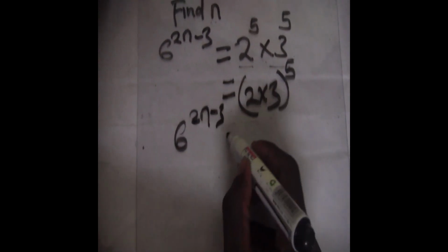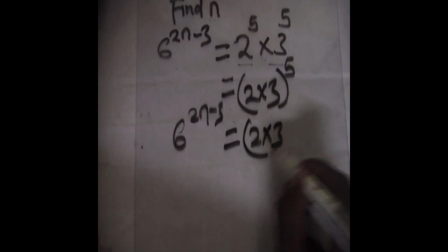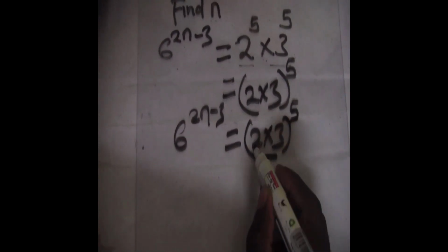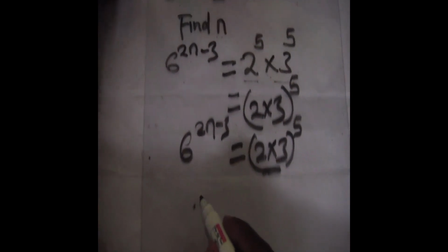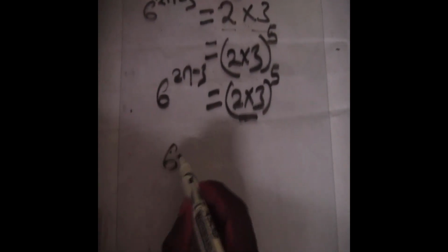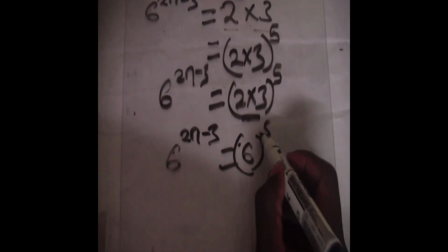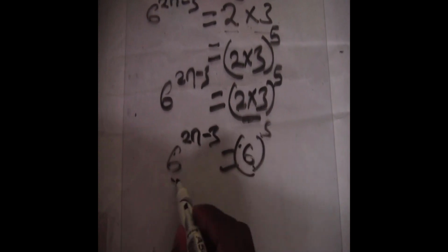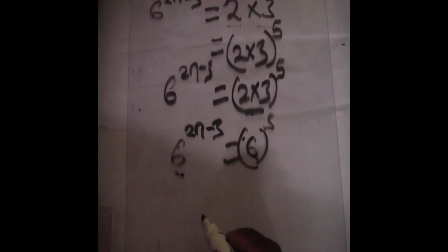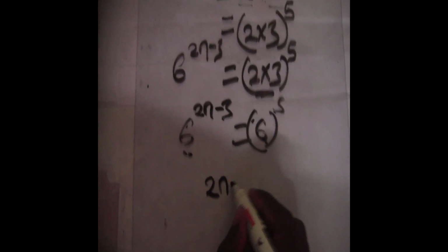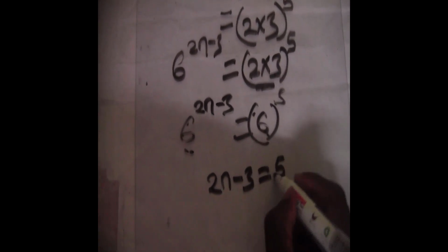And then the next step is 6 to n minus 3 is equals to 2 times 3 raised to power 5. This one, 2 times 3, you get 6. So it will be 6 to n minus 3 is equals to 6 raised to power 5. Because the base are the same, so we equate the powers. So it's 2n minus 3 is equals to 5.